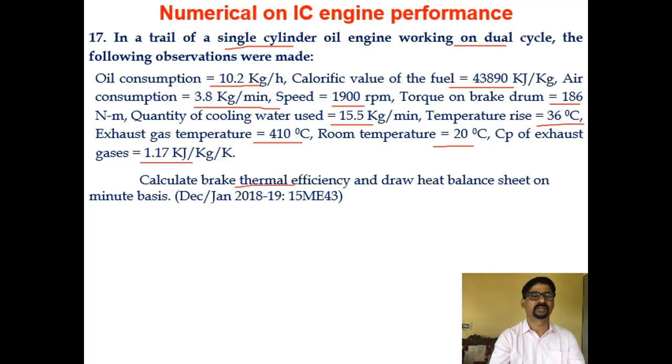Calculate brake thermal efficiency. That means first you have to calculate BP for that. So BP is 2 pi NT by 60,000, where N is 1900 and torque is directly given, 186. So the 2 pi NT formula can be used directly. Then brake thermal efficiency is BP into 3600 by MF into CV. MF is given as 10.2 kg per hour, CV is given. Substitute BP in kilowatt. Be careful. Then directly you can draw the heat balance sheet on a minute basis. The only thing is you have to convert MF into kg per minute, because the rest of the mass flow rates are given in kg per minute. You can see air, water, everything is given in kg per minute. So you only have to convert the mass flow rate from kg per hour to kg per minute. So not much issue with this problem.